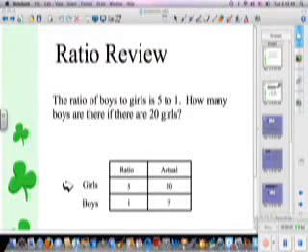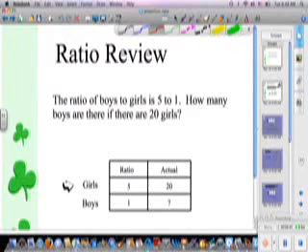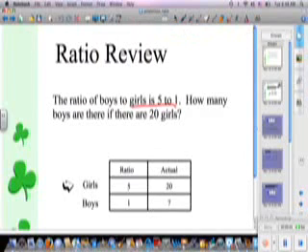So we would say, okay, we know that we have 5 girls and 1 boy. If that's the ratio, we have 5 to 1. So right down here in our box, we have 5 girls. We put in what we know and 1 boy. We also know that there are 20 girls, let's say, in the whole class. So what we have to solve for is this question mark here. So we don't know how many boys there are.